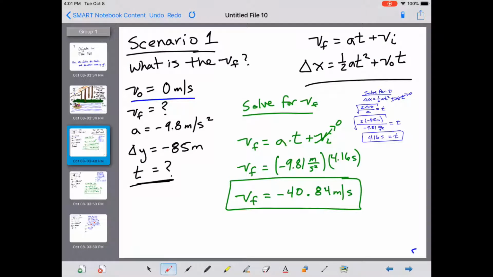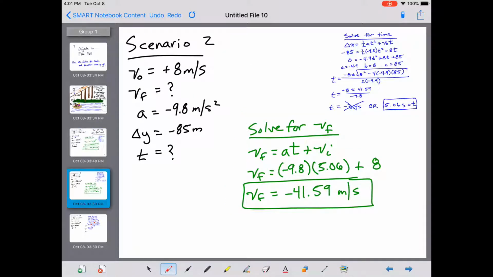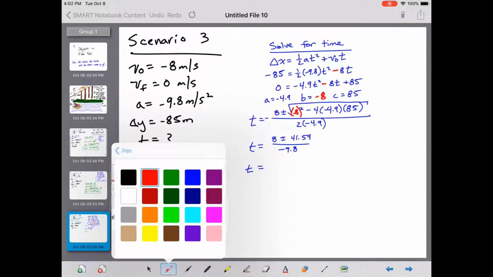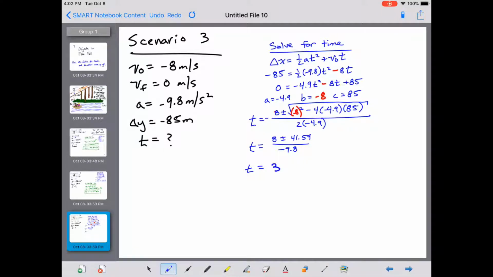Why am I not getting this right here? I'm sorry, guys. Give me 1 sec. 8 minus 41.59 divided by negative 9.8. Okay, there we go. And we get a time of 3.43 seconds. I know it's going to frustrate some of you. I'm going to rewrite that in blue. 3.43 seconds.